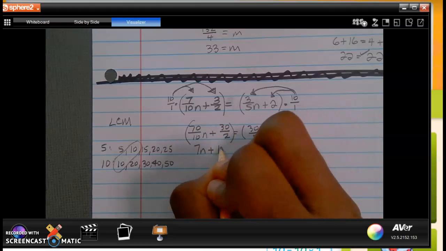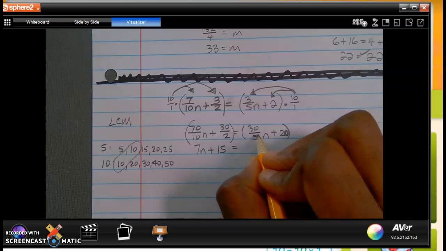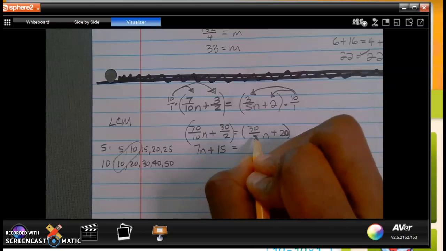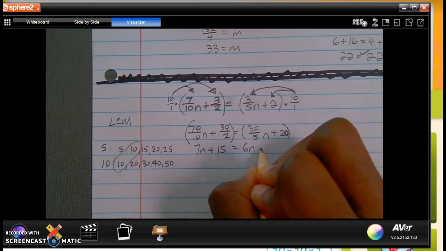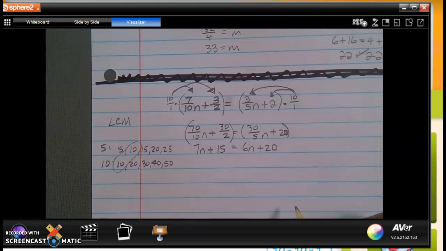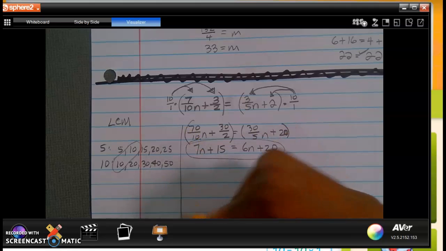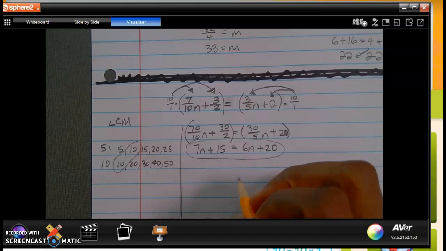30 over 2 is going to simplify to 15. 30 over 5 is going to simplify to 6 because 30 divided by 5 is 6. This becomes 6n plus 20. Now, this looks like something at this point that we can actually simplify. If you look back at my video about simplifying or evaluating equations with variables on both sides, this is all that is now. I just got rid of the fractions because I don't want to deal with them.